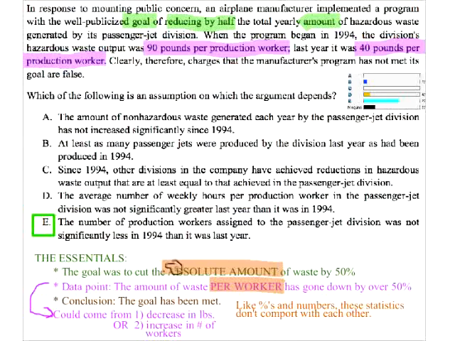So notice here that this is a negative statement. The number of production workers was not significantly less than it was last year. In other words, we are ruling out some sort of thing.